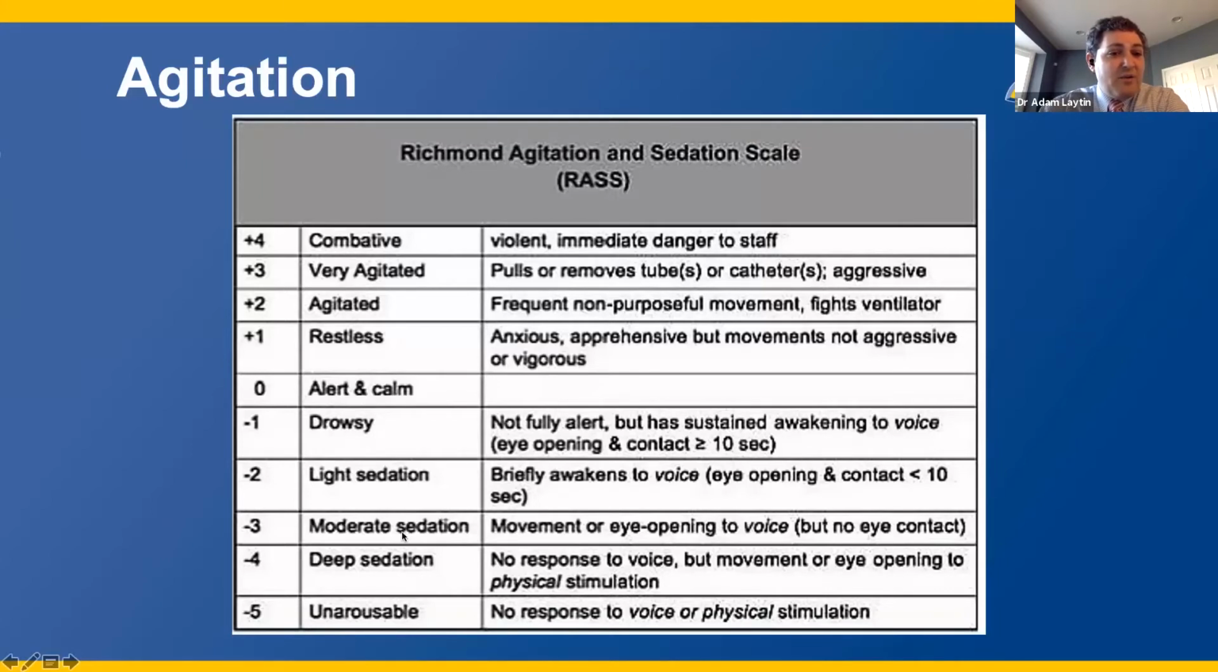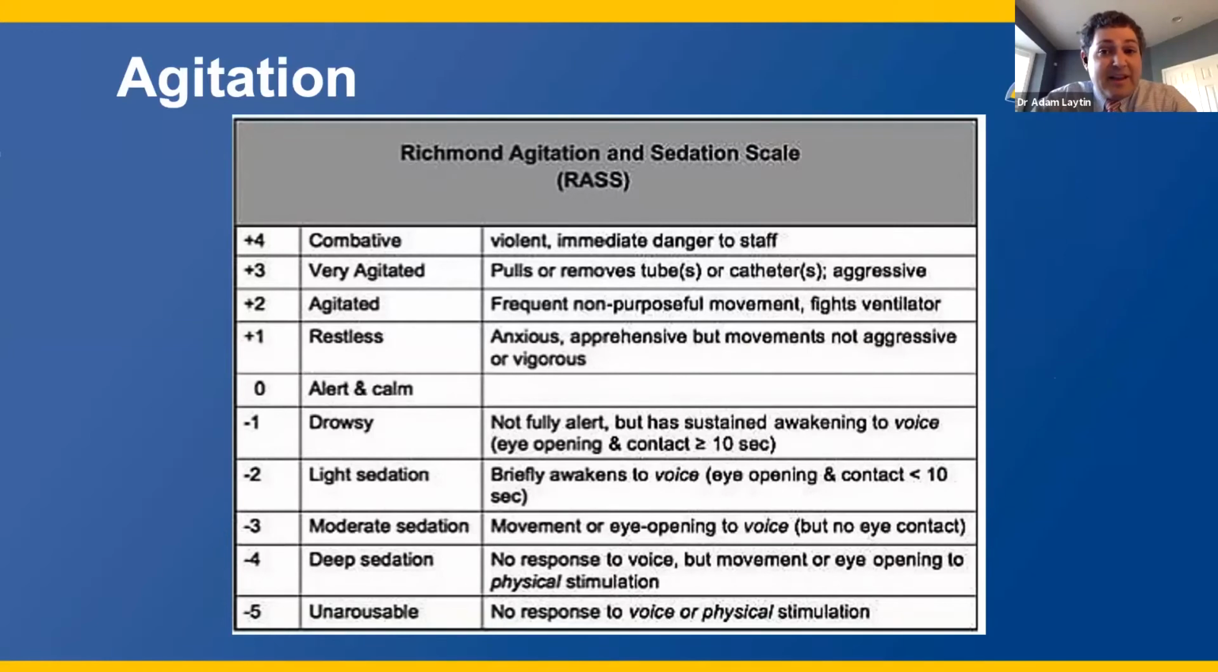Historically, we often targeted deeper sedation with a RASS of -3 or -4. So these are patients who might briefly open their eyes to voice but not maintain eye contact, or not respond to voice and only move to tactile stimulation. And there's really been a shift away from targeting those deeper sedation goals like a RASS of -3 or -4 to light sedation. So really a RASS of 0 to -1. So this is somebody who's alert and calm, or not fully alert, but able to sustain eye opening and eye contact to voice.